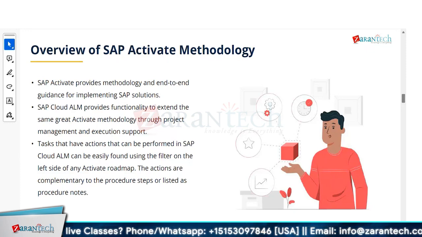Okay, so again, SAP Activate provides guidance or support for your end-to-end implementation of SAP solutions. SAP Cloud ALM is a great tool to use, because you can integrate the SAP Activate roadmaps directly in Cloud ALM, and you don't have to do anything. You just integrate, and everything will come up within Cloud ALM. It's not like you download an Activate roadmap and an Excel opens. When you integrate it with Cloud ALM, everything gets pre-populated.